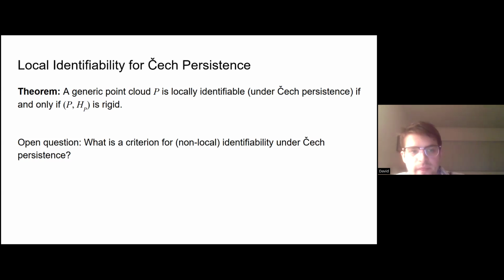One thing that we weren't able to do at all is say anything about non-local identifiability under Čech persistence. So this seemed something that was actually quite out of reach. Remember, we used some very technical tools from rigidity theory to say anything in the Vietoris-Rips case, and we just don't have those at our disposal because this is a new rigidity theory that we made up.